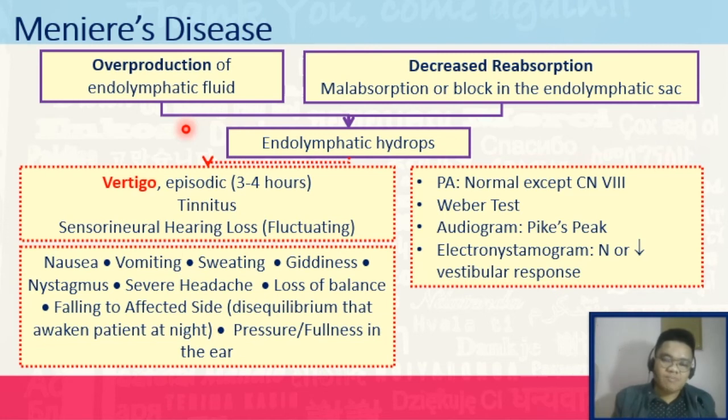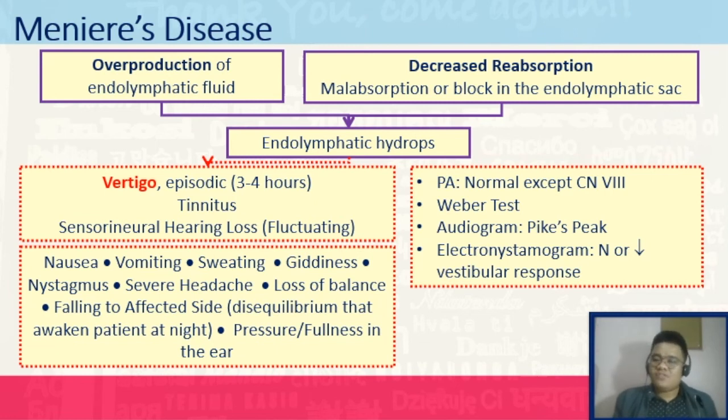Other signs and symptoms, you'd have nausea, vomiting, sweating, giddiness, nystagmus, severe headache, loss of balance, the tendency, class, for them to fall on the affected side, which would be because of disequilibrium, okay, and class, disequilibrium sadly could awaken our patient at night. Okay, then you have your pressure and fullness in the ear.